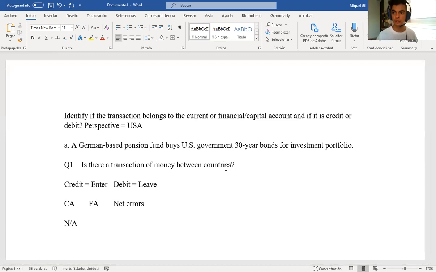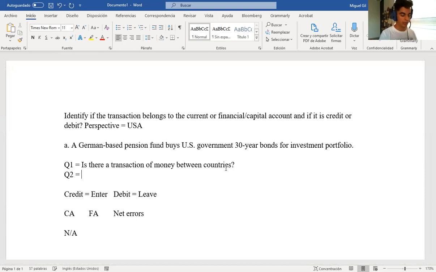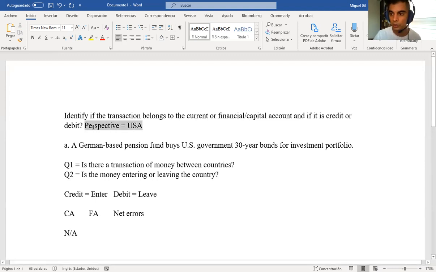But if you answer yes, there is a transaction of money, then go to question two. And question two is: is the money entering or leaving the country? Which country? The one that I am asking you to think from the perspective of, like in this case, the US. So is the money entering or leaving the US? If the money is entering, then credit. If the money is leaving, then debit, okay? So that's question number two.